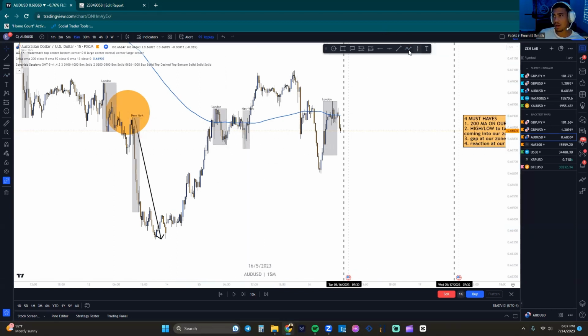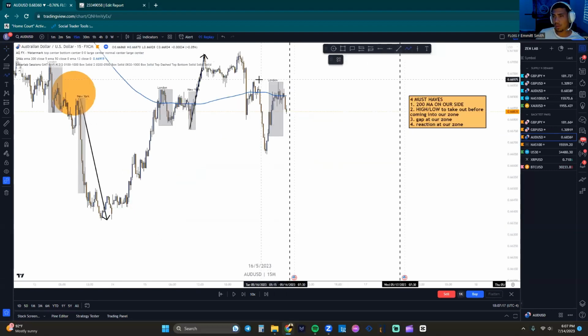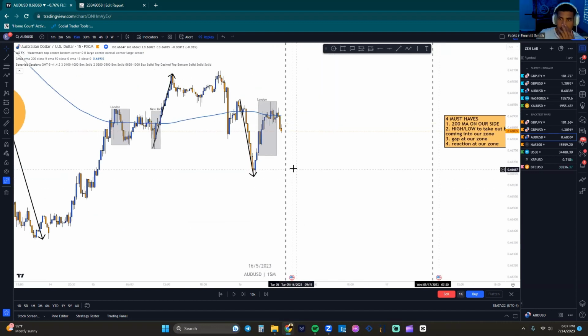This is still our impulsive leg sitting right here. Boom. And then look what happens. We end up breaking past it. This is just simple structure. Before we get down to our strategy, you guys have to understand simple structure.